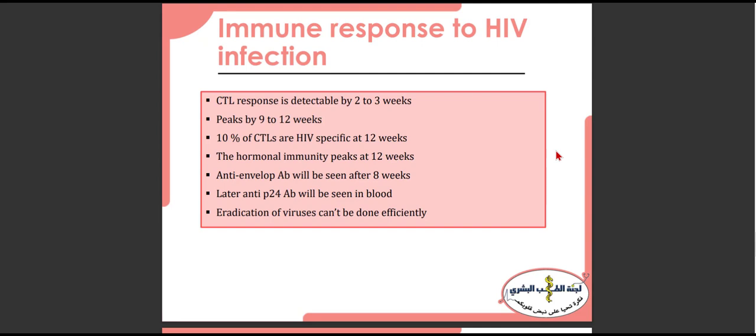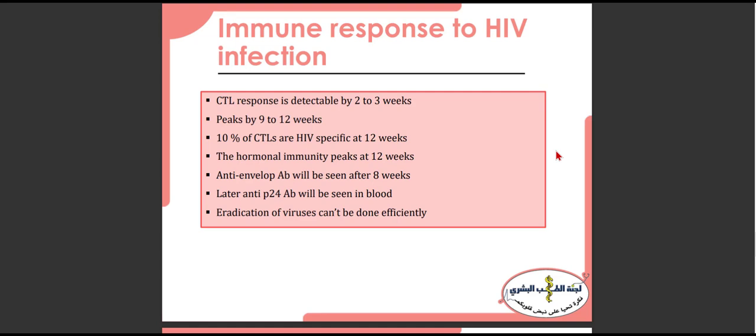بعد ما يصير dissemination للفيروس throughout the body، كيف الـ immune response راح تكون للـ HIV؟ أول شيء هو cytotoxic T lymphocytes، هي CD8 positive، راح تكون detectable by 2 to 3 weeks after the infection. So it is too late. Peaks by 9 to 12 weeks after the infection، يعني reach the peak. 10% of cytotoxic T lymphocytes are HIV specific at 12 weeks لأنه هون وصل البيك. ف 10% فقط منها بتكون specific للـ HIV، and not enough of course.